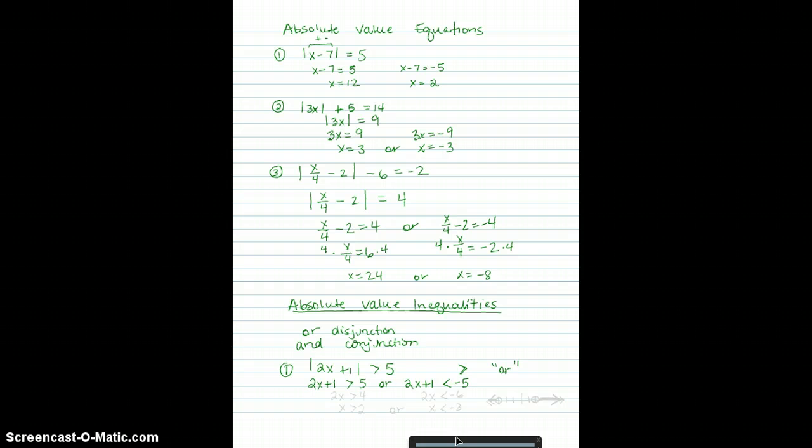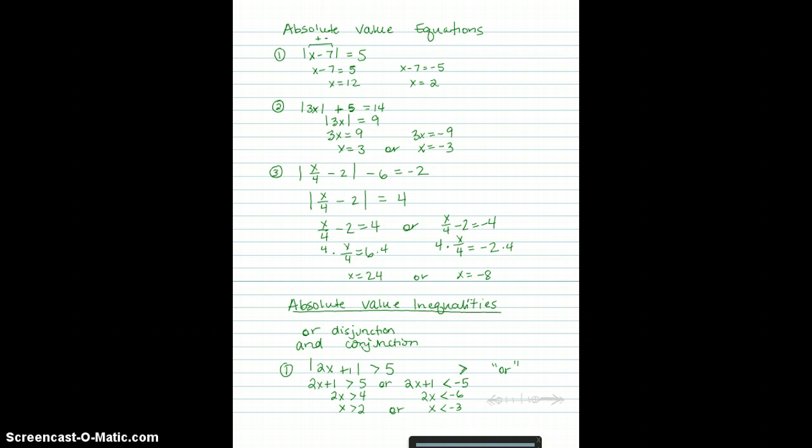So if I solve the first one, I'm going to subtract the 1 and get 2x is greater than 4, and then divide by 2, so x is greater than 2. And then for the second one, I repeat my steps, so 2x, subtract the 1, and I get 2x is less than negative 6, divide by 2, so x is less than negative 3.